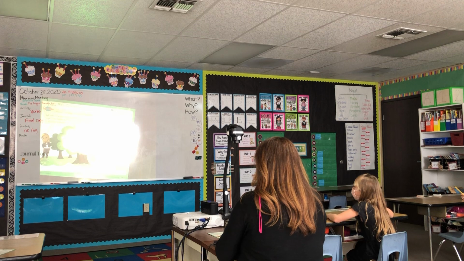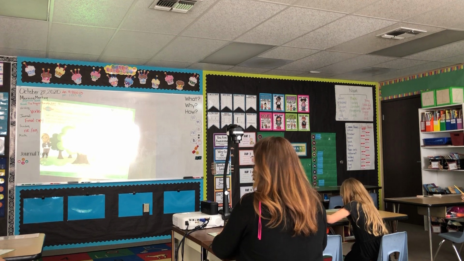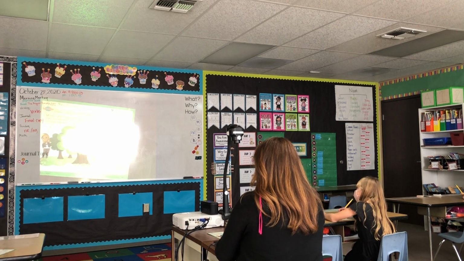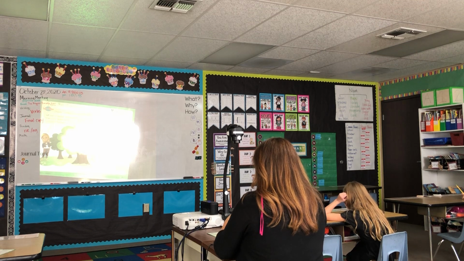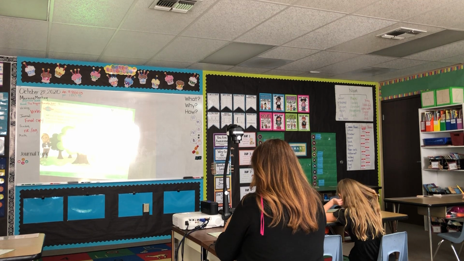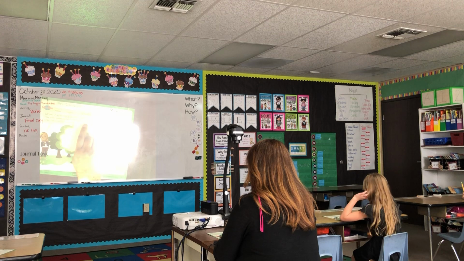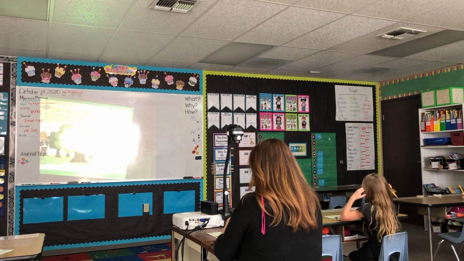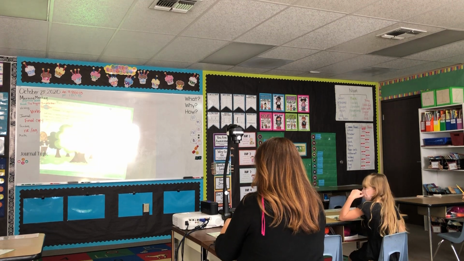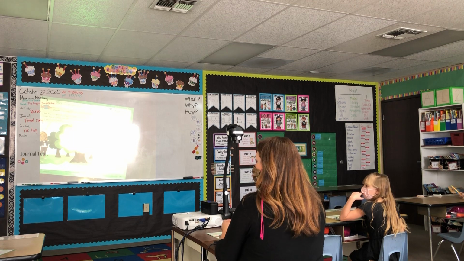Johnny has 12 apples. I'm sorry, Jeff. I looked at Johnny. Jeff has 12 apples, and he gives 6 away. How many apples are left? So we need to use words, objects, or pictures to explain our work. Johnny, how can you help me with this? Draw dots and cross them out.